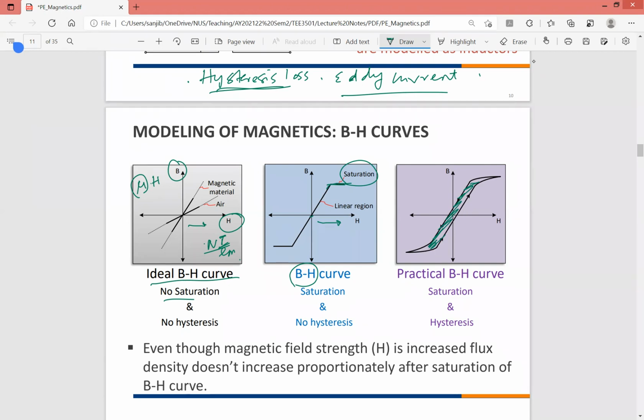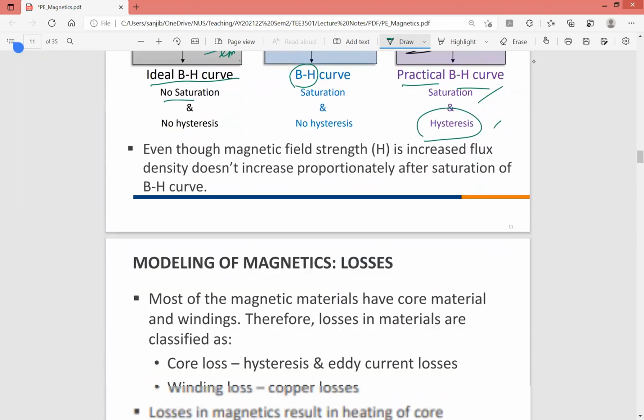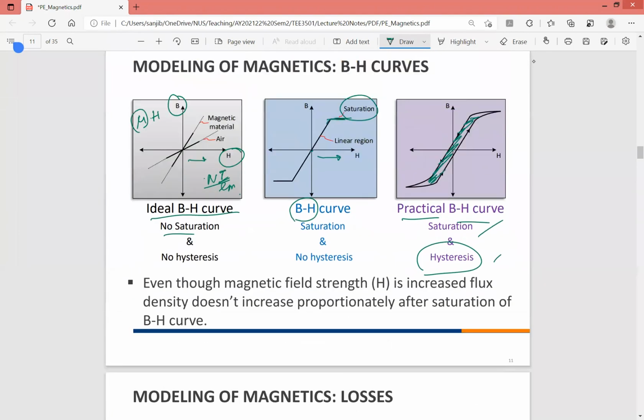So the gap between these two curves on the BH curve in the process is called hysteresis. So you see that in practice, the BH curve will have this problem of saturation and hysteresis, right? So they won't have constant permeability now, but it depends upon other things. The permeability mu. Okay, so this is a typical or practical BH curve for a magnetic material.